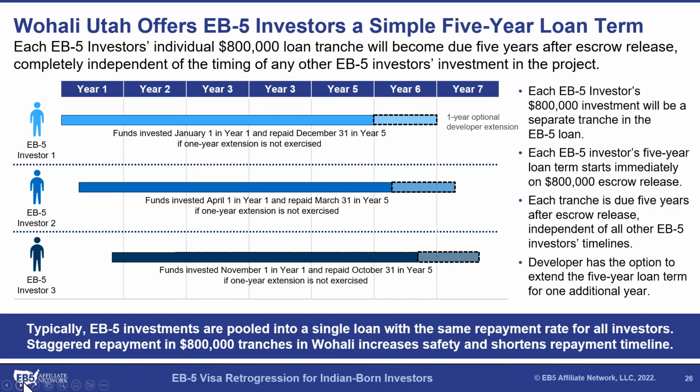This is a quick overview of the loan structure of the project. As I mentioned earlier, each investor is essentially making a miniature $800,000 tranche loan. And so the repayment time of each investor is tied only to the timing for that one investor. So if you invest on a certain day, you know exactly when your funds are coming back, and you don't have to worry about any other investors coming in, government processing, things like that.